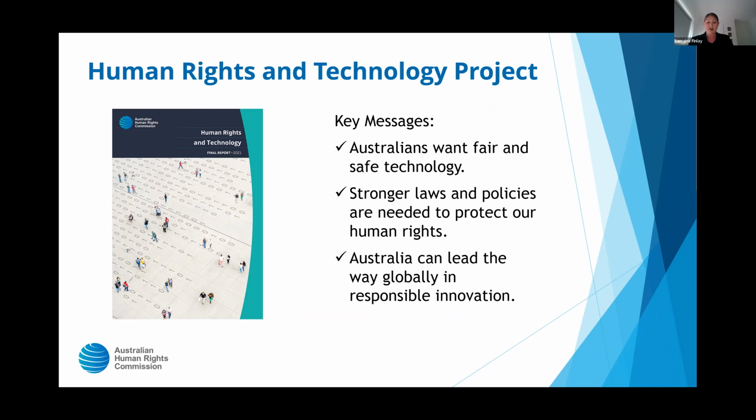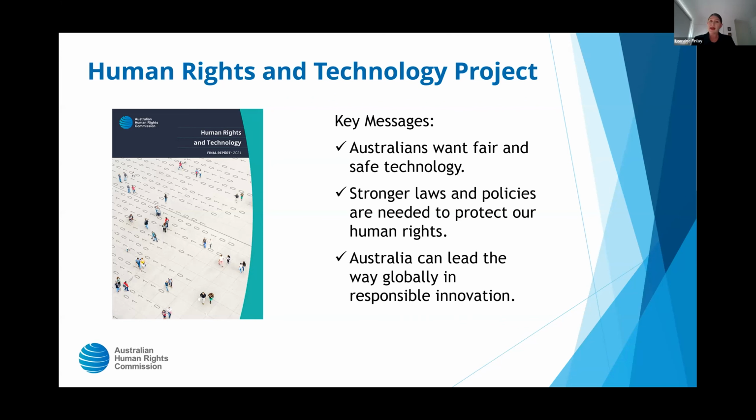driving this project. The Human Rights and Technology project was a 3-year national initiative conducted by the Australian Human Rights Commission, and it culminated with the release of the final report that you can see on the screen here late last year. The starting point for this report was that technology is absolutely essential in so many aspects of our lives today, but that it needs to be fair.